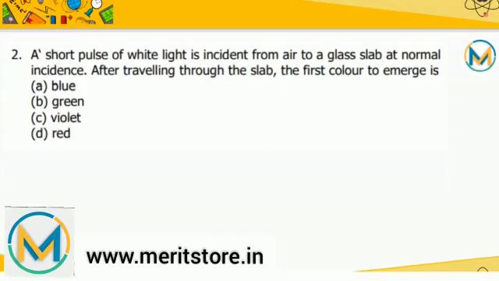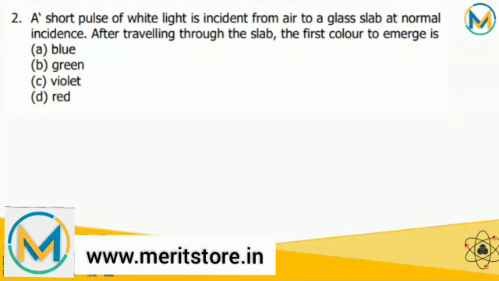Looking towards the next question, a short pulse of white light is incident from air to a glass slab at normal incidence. After traveling through the slab, the first color to emerge is. So as the velocity of a wave is given by the relation v is equal to f lambda, when light goes from one medium to another medium, the frequency of light remains unchanged. Hence, speed is directly proportional to lambda, or the greater the wavelength, the greater the speed. The light of red color has the highest wavelength and therefore the highest speed. Therefore, after traveling through the slab, the red color emerges first. So, red color is in option D. So, the correct answer for this question is option D.